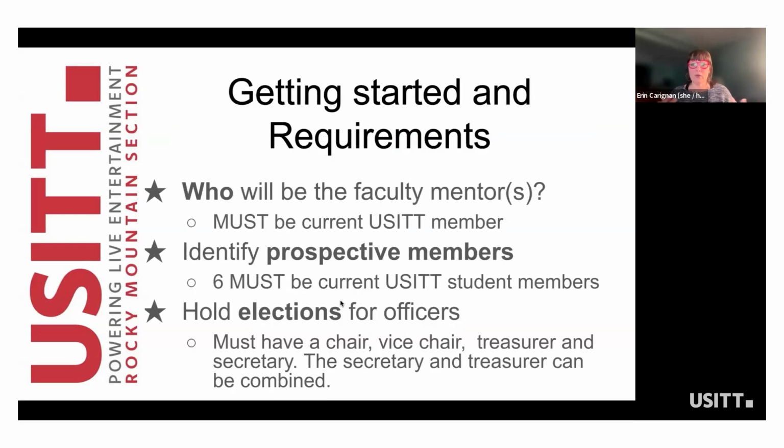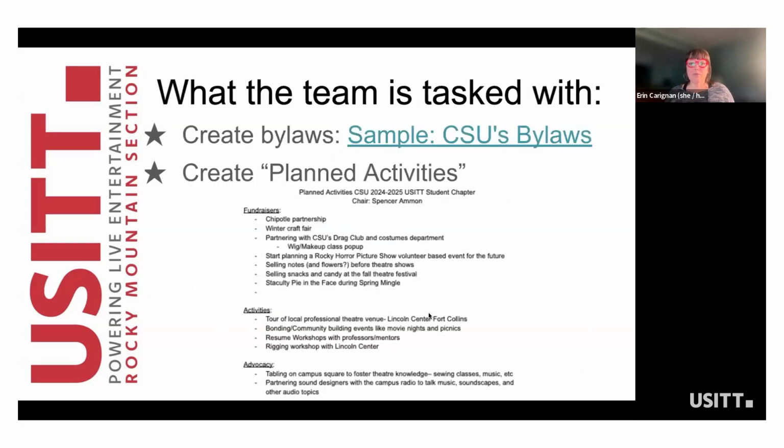And then once you identify who the students are going to be, or who the members are going to be, then you hold elections for officers. And the officers you have to have are a chair, a vice chair, a treasurer, and a secretary. And they say that the secretary and treasurer can be combined. So you could have a secretary or a treasurer. I don't know what you would call them, but anyway, you have to have those particular roles in each chapter.